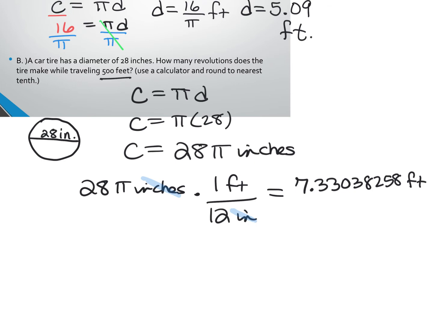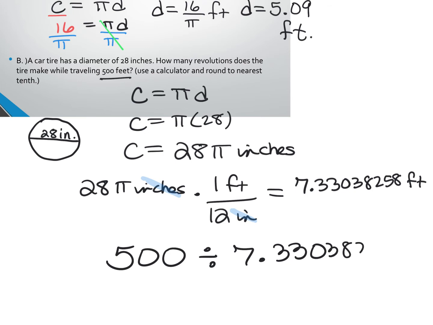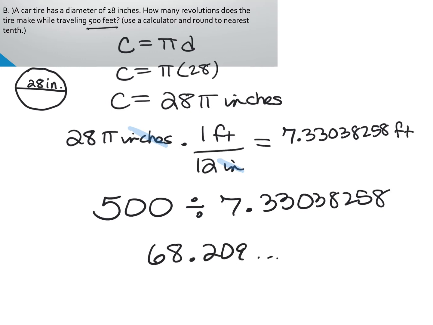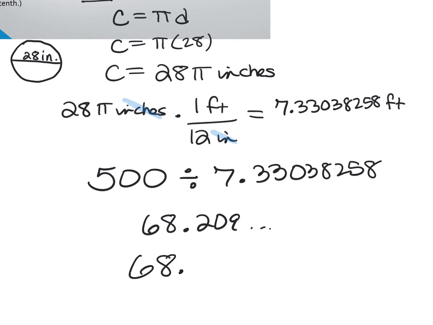Now what I have to do is figure out how many revolutions it's going to take. So now I take that number and I'm going to take 500 and divide it by that circumference. And it says to round to the tenths place. So rounded, once I divide this, I get 68.209. It's going to keep going. So rounded to the tenths place, 68.2 revolutions. If it said to round to the nearest revolution, I would just say 68.